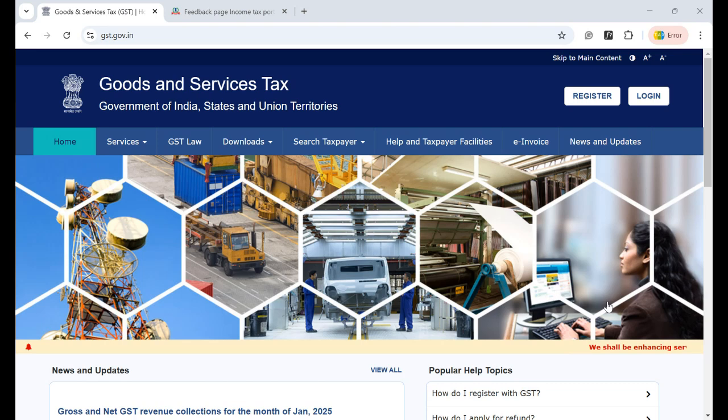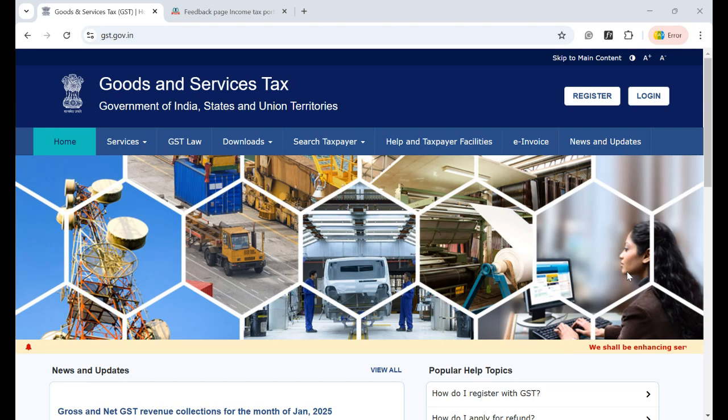GSTR1, what is the due date for filing GSTR1? We are talking about a regular monthly filer. We are not right now discussing a composition taxpayer, nor a regular GST registered person who has opted for the quarterly return, that is the QRMP scheme. Right now, we are discussing a regular person who has not opted for the QRMP scheme. That means he is supposed to file his GST return on a monthly basis.